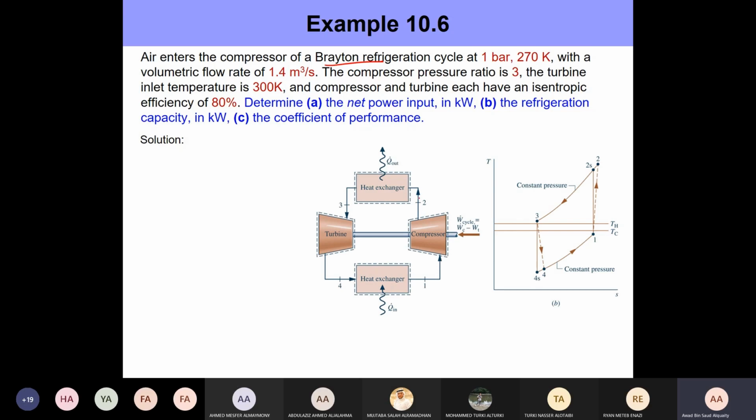So here we have the Brayton refrigeration cycle, and we have been provided that the air enters the compressor at this pressure and temperature, with a volume flow rate of 1.4 meter cube per second. Okay, so we know the conditions at state one.